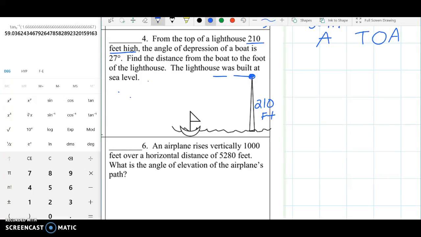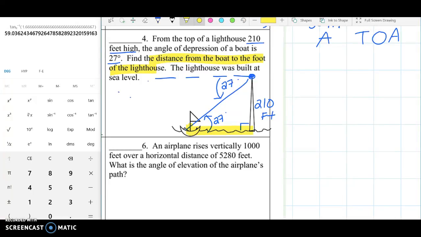Now, usually if you're on the top of the lighthouse, you're going to look straight ahead. So if you're looking down at the boat, the angle of depression down to the boat, you're going to put your angle up here as 27 degrees, which means the angle of elevation down here is also 27 degrees. Now, it tells us that this tower is straight up, so we know that's a right angle. The distance from the boat to the foot of the lighthouse is what we're going to try and find. So here's the boat, here's the foot of the lighthouse, and that yellow line is what we're looking for. The lighthouse is built at sea level.